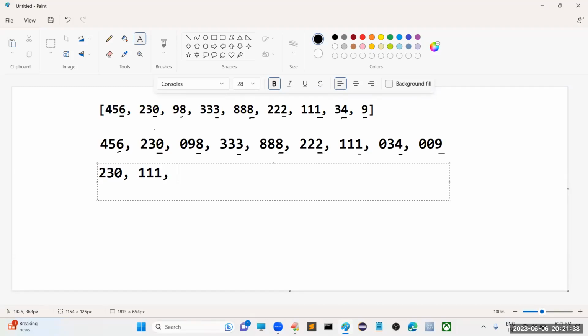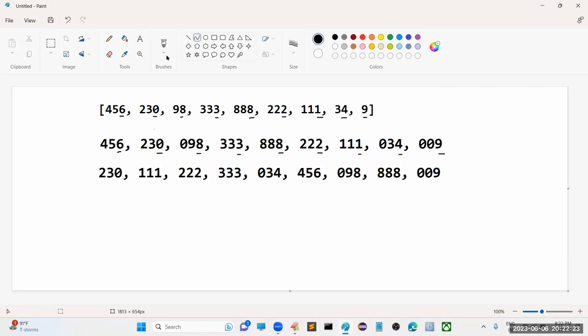Is there any other number ending with 1? No. Identify the numbers ending with 2. You can see we have 222. Identify the numbers ending with 3. We have 333. Identify the numbers ending with 4. We have 034. Identify the numbers ending with 5. I think there is no number. Identify the numbers ending with 6: 456. Identify the numbers ending with 7. We don't have any number. Identify the numbers ending with 8: 098. One more number is there, 888. So ending with 9: 009. Like this we are going to get.